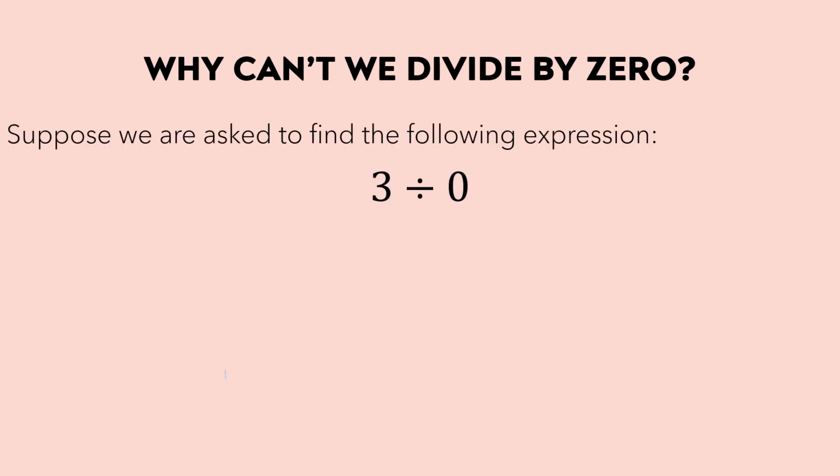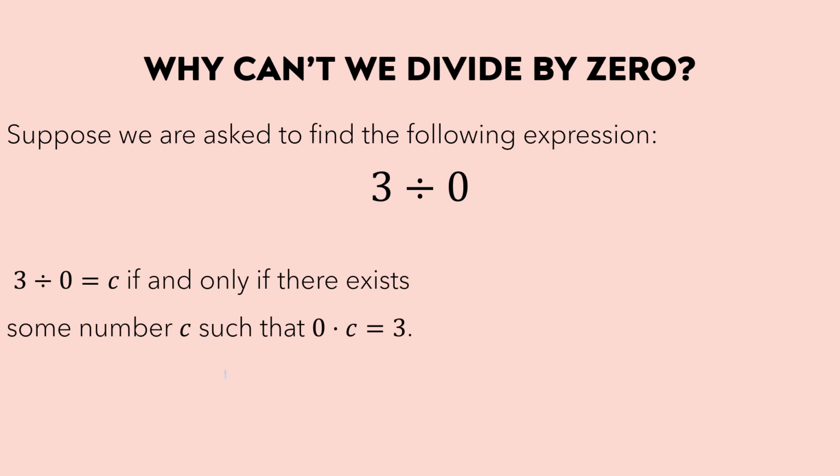All right, so here's one way that you can try to explain this. Suppose that you're asked to find the value of the expression 3 divided by 0. Of course, we know that this value is undefined, but let's talk about how we would explain this to a third grader.